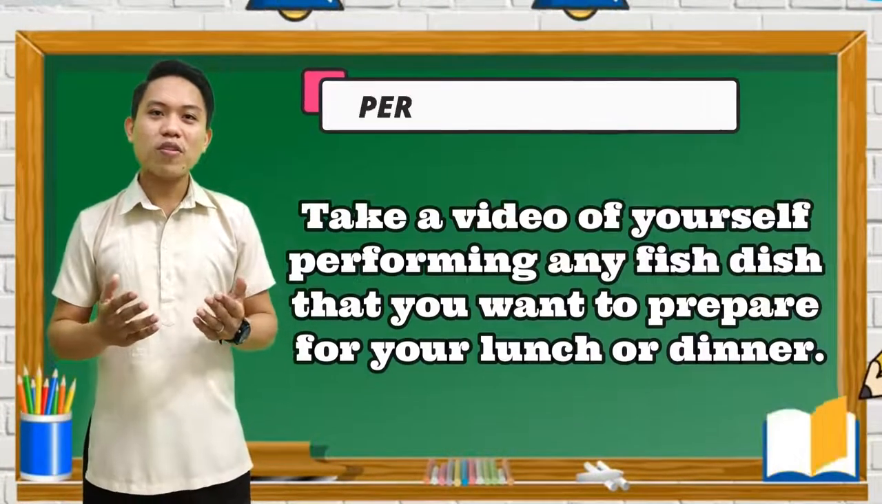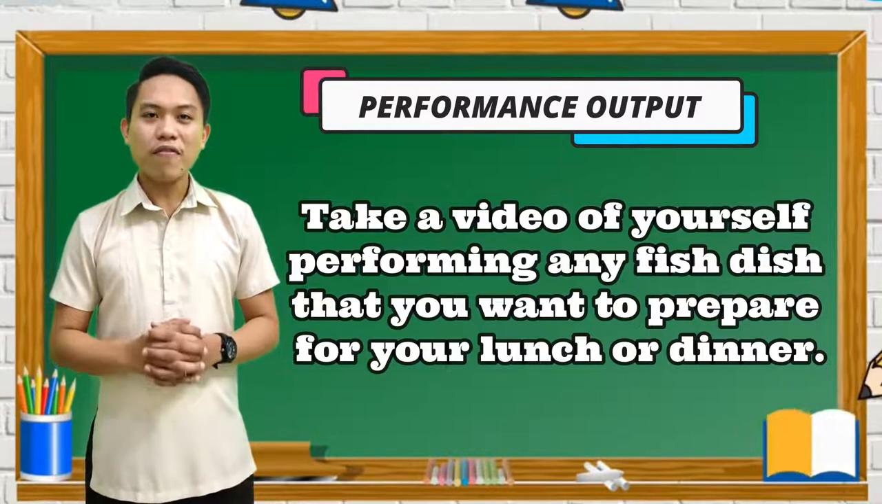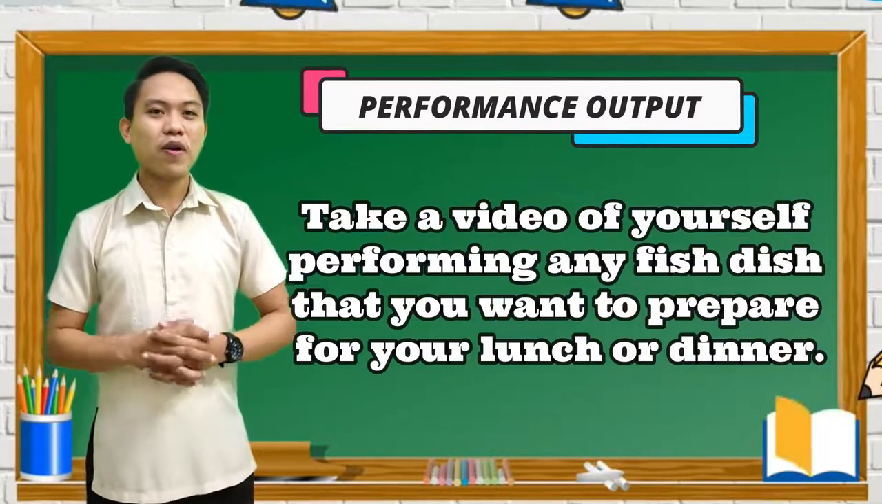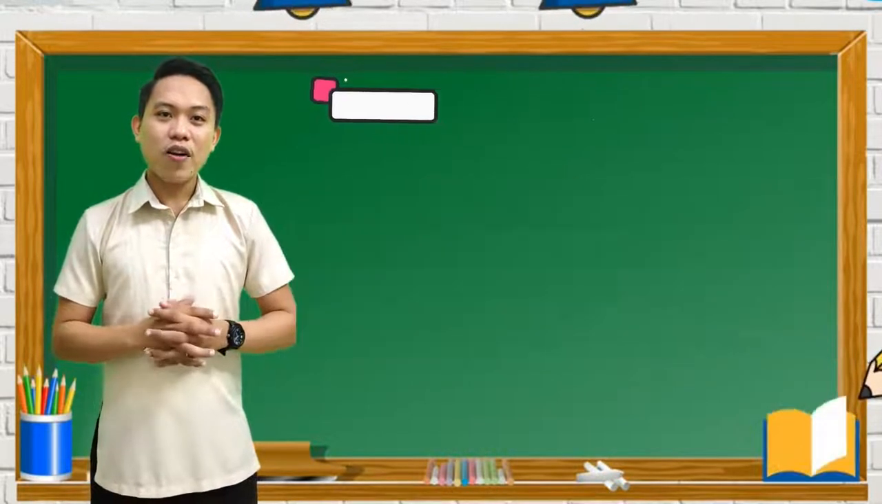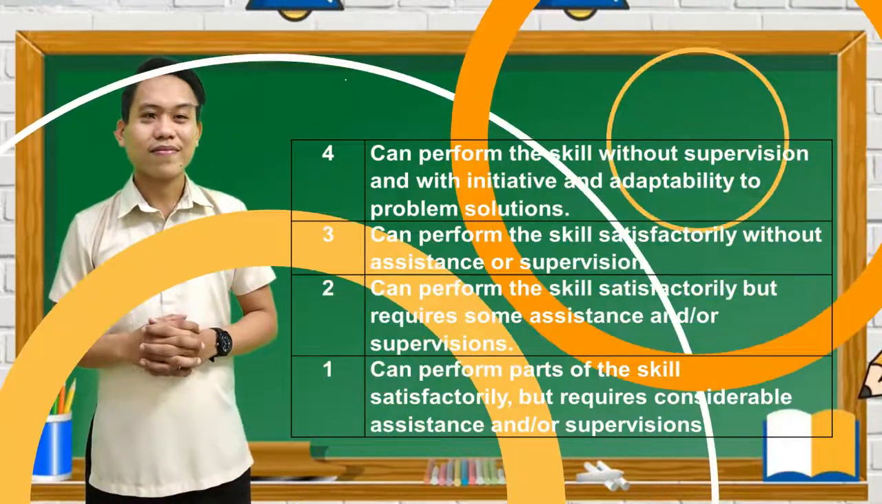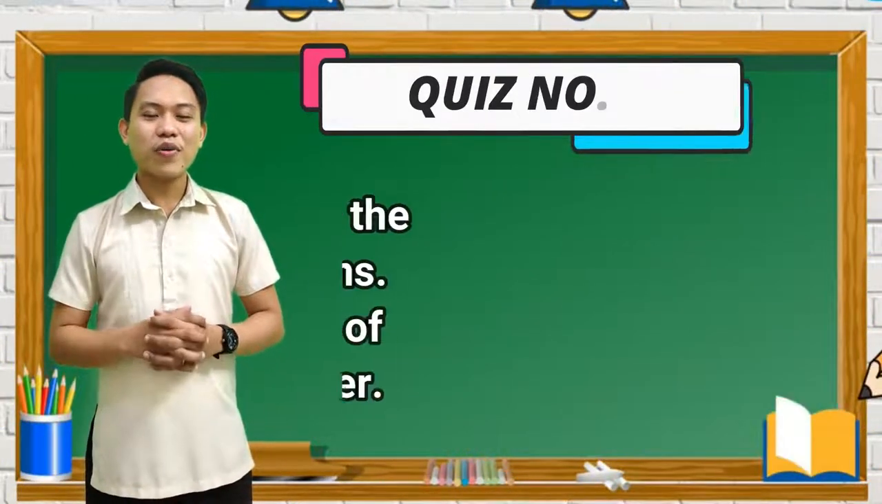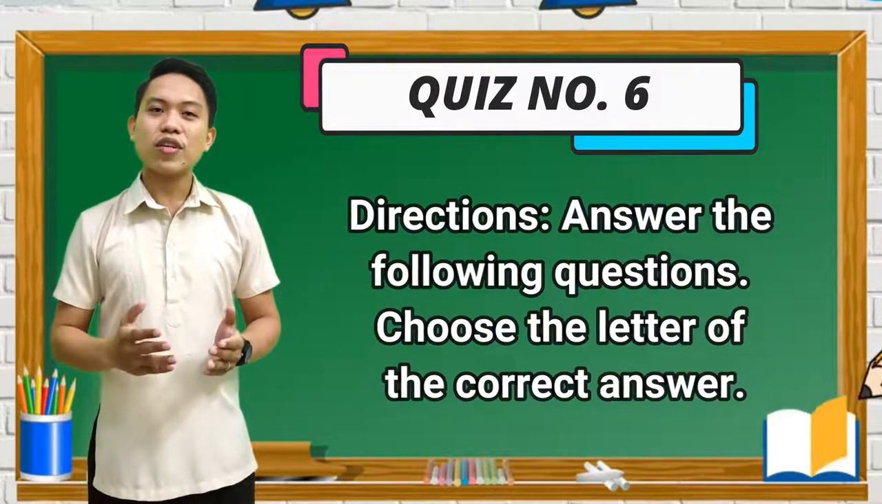For your performance output, take a video of yourself performing any fish dish that you want to prepare for your lunch or dinner. Your performance output will be evaluated using these rubrics. Now let's proceed to our quiz number 6. On a clean sheet of paper, answer the following questions.